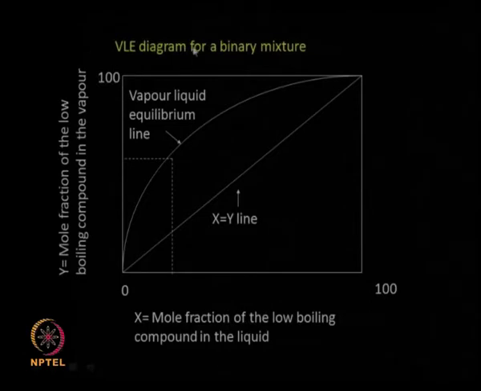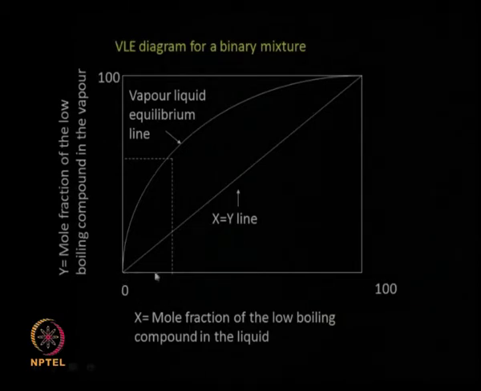So this is called a vapor liquid equilibrium diagram for a binary mixture. Suppose you have two components A and B, like ethanol water, methanol water. Okay. This is how a vapor liquid equilibrium diagram, VLE we call it, looks for a binary mixture. On the x axis you draw the mole fraction of the low boiling compound in the liquid, 0 to 1. On the y axis, the mole fraction of the low boiling component in the vapor, again 0 to 1. Okay.